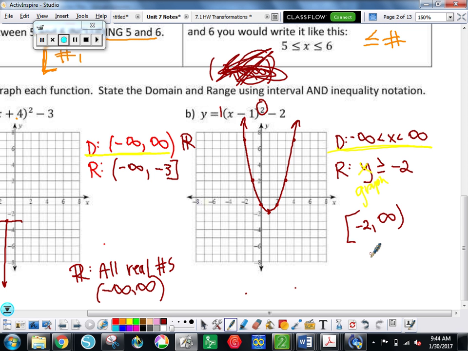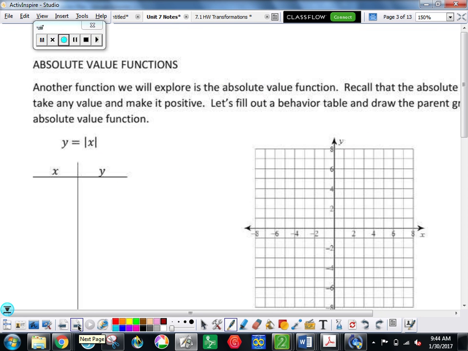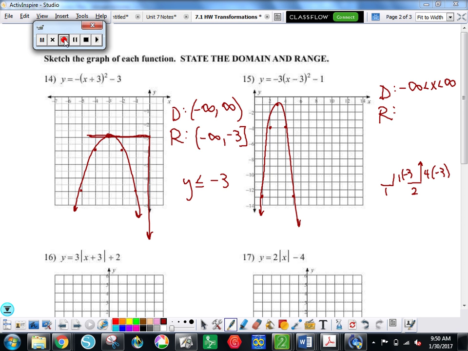Okay, let's do the next page. Okay, let's pause. Forgot to start my recording. Catch up. Pause it. This is where we're at.